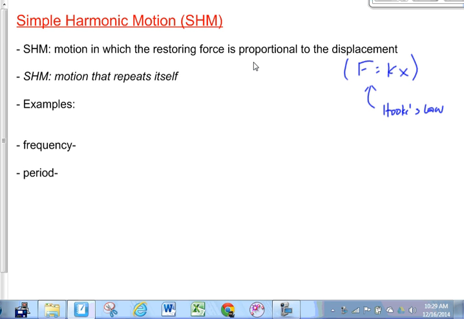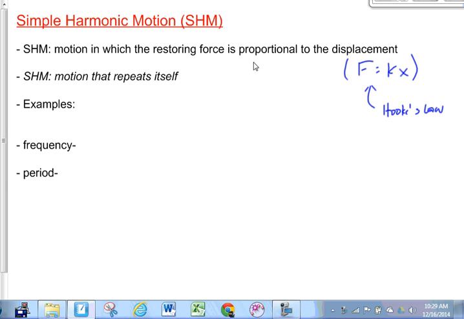You pull a spring, you apply the force. There's an equal and opposite restoring force that pulls it back to where it came from. That restoring force is also proportional to how far you pull it. You pull it further, it requires more force to pull it further, but it also pulls back with more force.